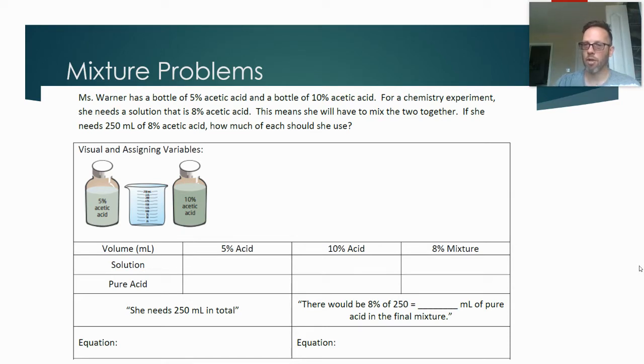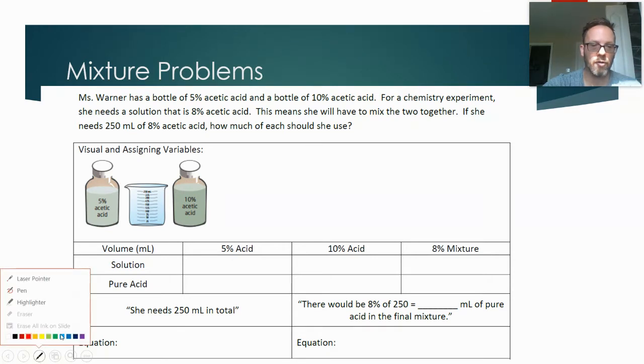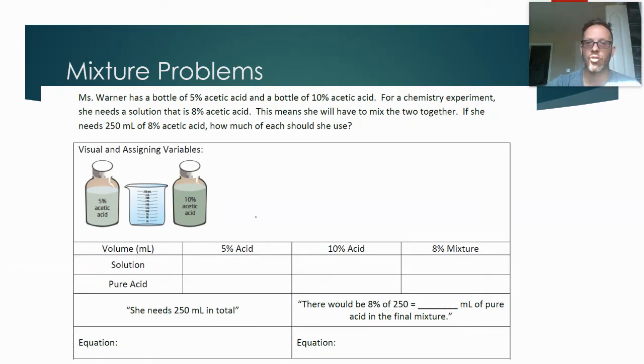So if you can imagine, she has to pour in a little bit of the weak acid and a little bit of the strong acid. And she doesn't want to just eyeball it. She's a chemistry teacher. She needs to be precise. We need to know exactly how much of the weak acid and how much of the strong acid we need to mix in. So as usual, our first step is to assign variables. This question's pretty clear: how much of each should she use? We need to know how much of each type of acid. So I think in this question, it makes sense to use just X and Y.